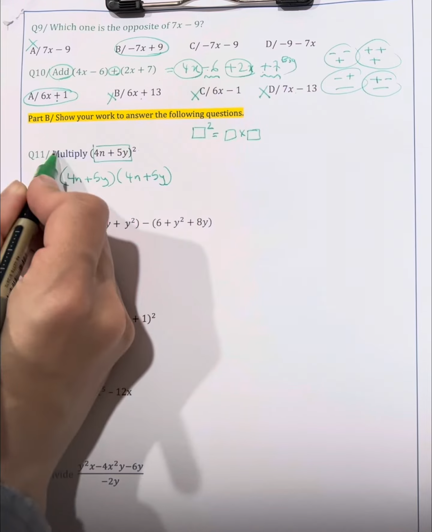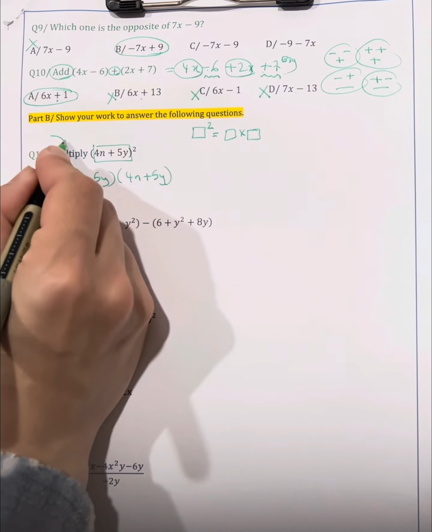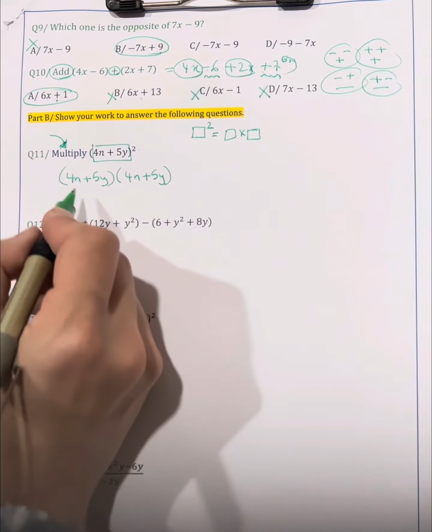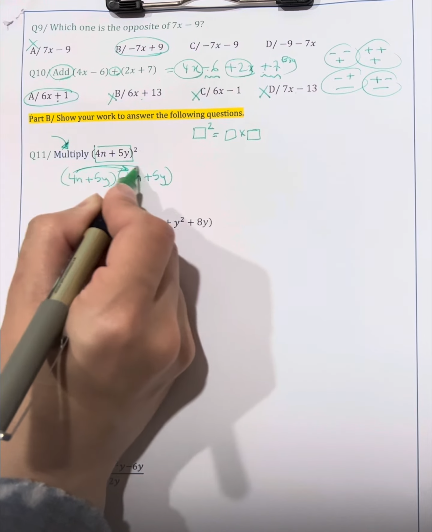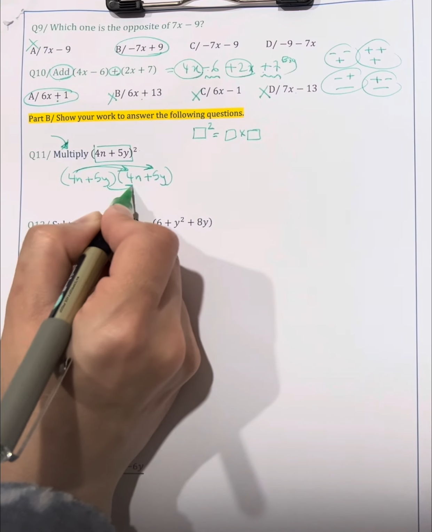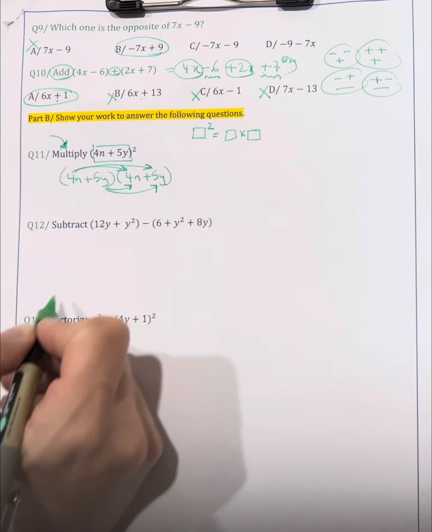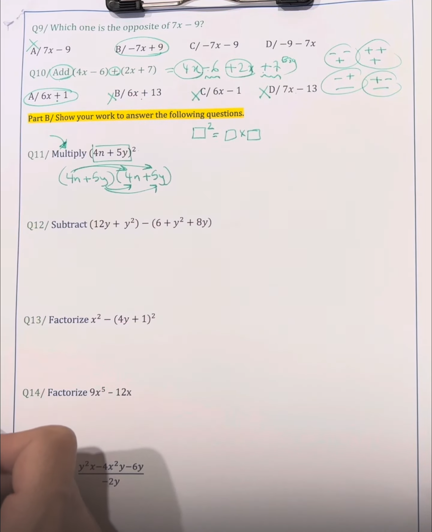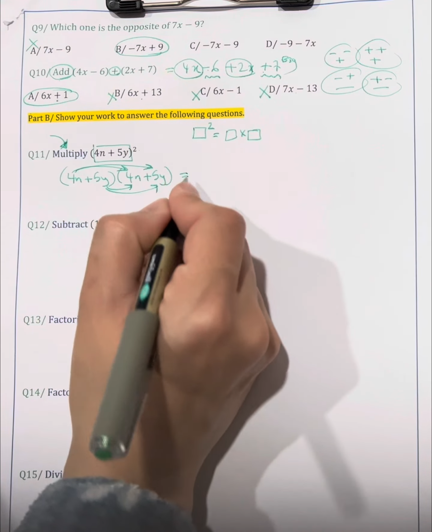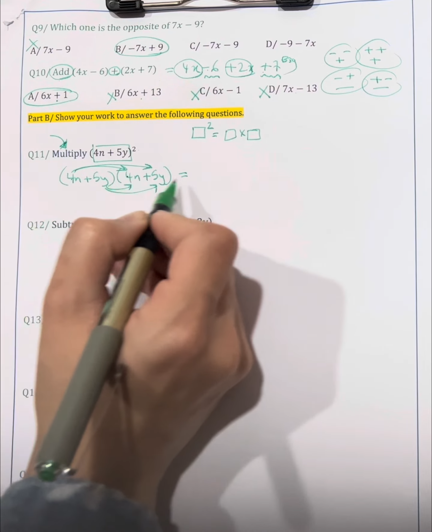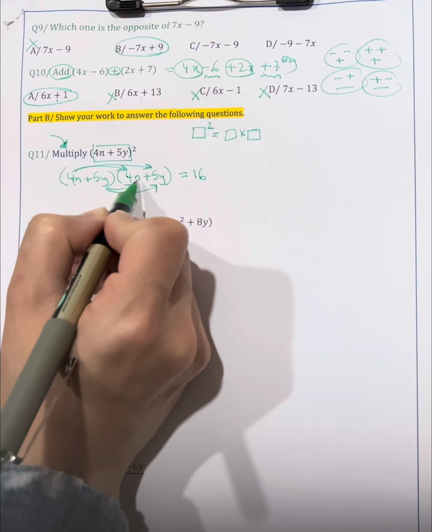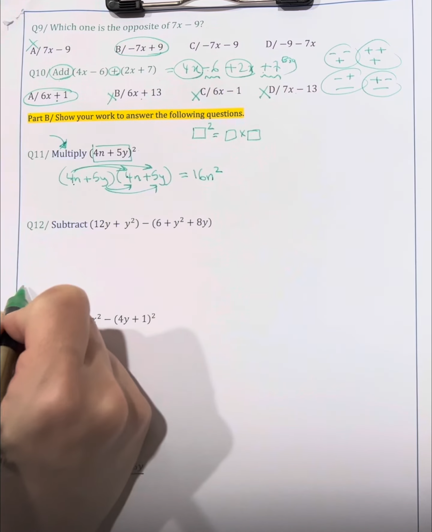After I do this, I have to multiply it because the question is asking me to multiply. Okay. First with first, first with second, second with first, second with second. I am using what? Distributive property. Okay, let's do it. 4 times 4, 16. N times n, n squared.